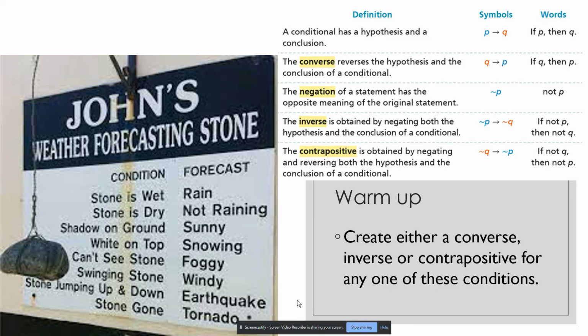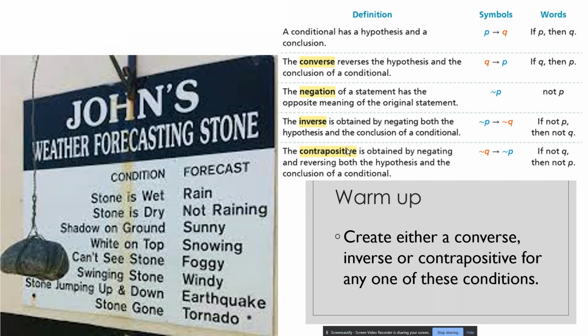Hello, class, and today we're going to be continuing on and looking at parallel lines. But first, let's start with this warm-up. So I'm going to take this and pop it right on down here, and we're going to be looking at some things. So, create something. So the warm-up is pretty simple. We've been looking at conditional statements for a while, so it should be pretty easy to create something from this.